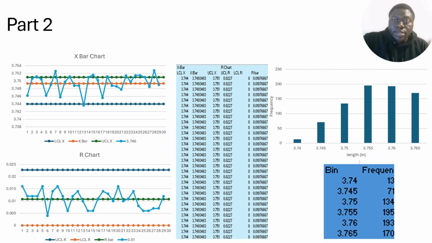Using the sigma estimate from the R chart and then checking the Z table, around 10 to 20% of the parts end up outside the specs overall. So the process definitely isn't capable of meeting the requirements, and it needs major improvement before anyone tries to rely on inspection or sorting to fix the problem.